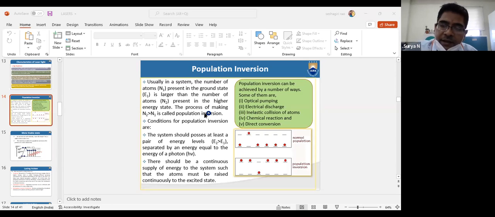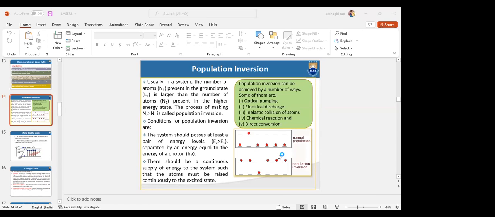Can you see the figure here? One is the normal population, and the other is a population inversion. In the normal population, we have one atom jumped to the excited state, whereas in population inversion, the number of atoms in the excited state is larger than in the ground state. Can you understand this figure, please? Yes, sir.